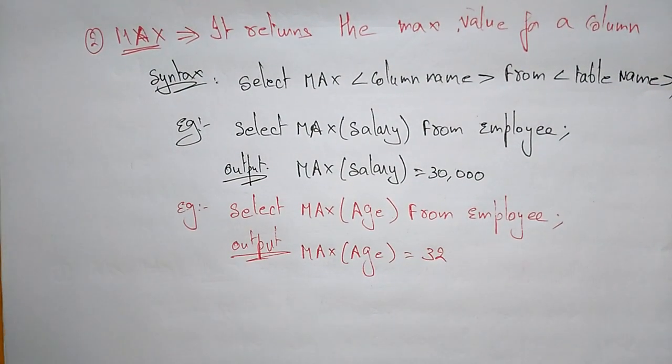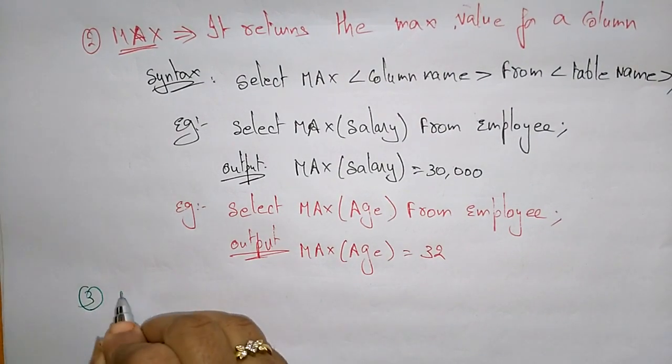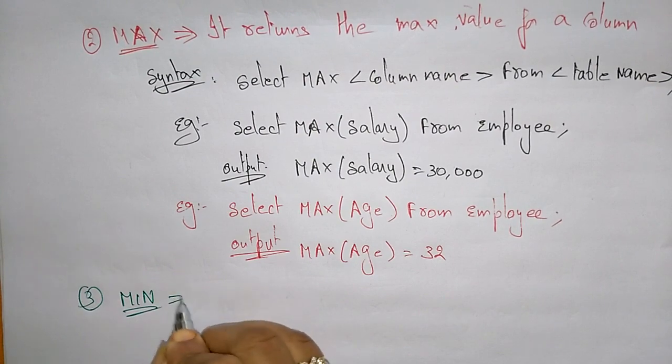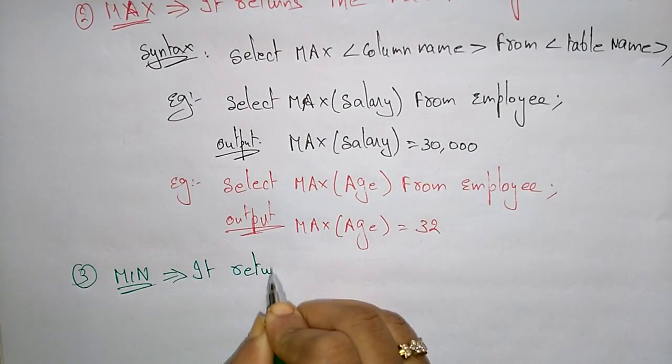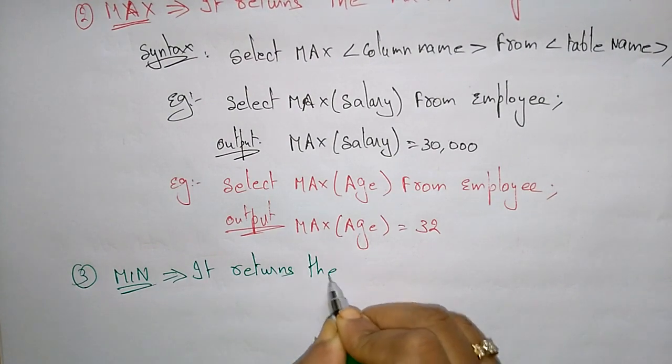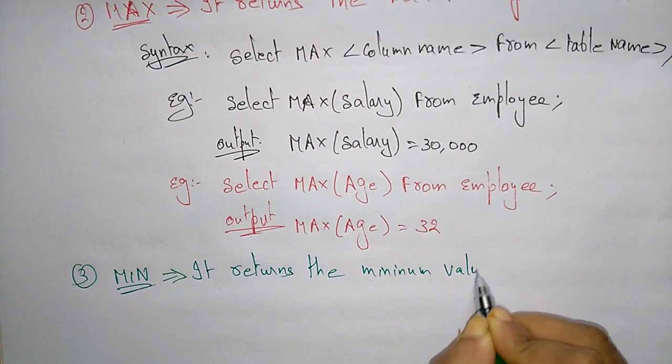Now coming to the next function. What is the next aggregate function? Minimum. What will this function return? It returns the minimum value from a column.